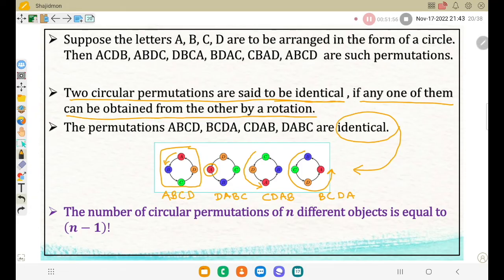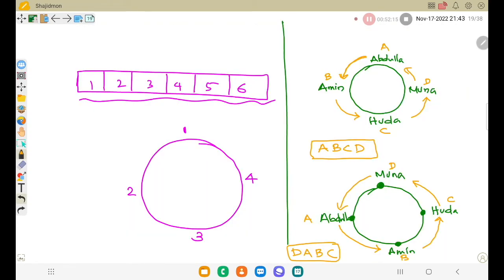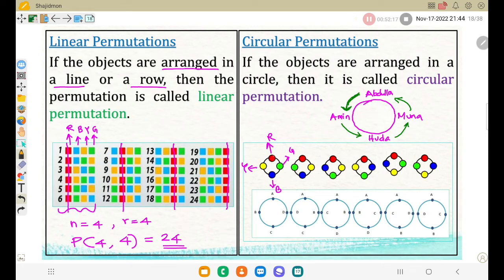Now, how many distinct, different permutations are there? The number of circular permutations of n different objects is equal to, what is the rule here? N minus 1 factorial. We can create n minus 1 factorial circular permutations, okay? For example, how many objects are here? 4 colors: red, yellow, blue and green. So what is the n value? N equals 4. So how many circular permutations can I form? The number of circular permutations equals n minus 1 factorial.